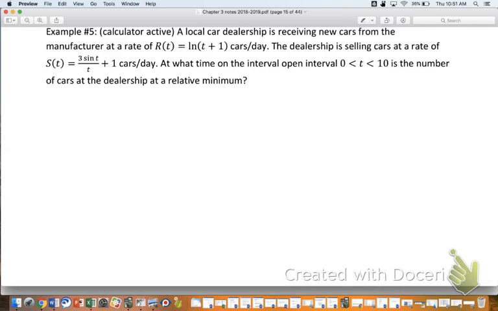I'll read it out loud for you. Calculator is active. I want you to really focus in on the details here once you get the sense of the story. It says a local car dealership is receiving new cars from the manufacturer at a rate of R of t, measured in cars per day. The dealership is selling cars at a rate of S of t, again measured in cars per day. At what time on the open interval from 0 to 10 is the number of cars at the dealership at a relative minimum?